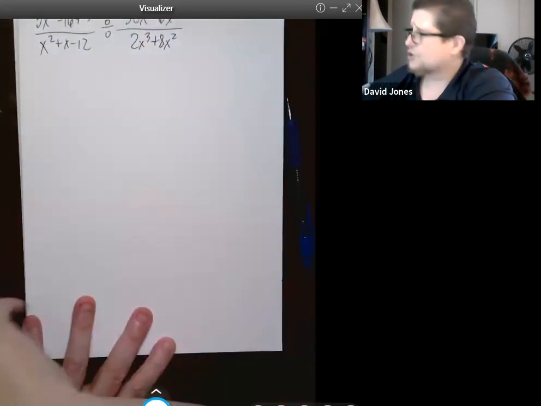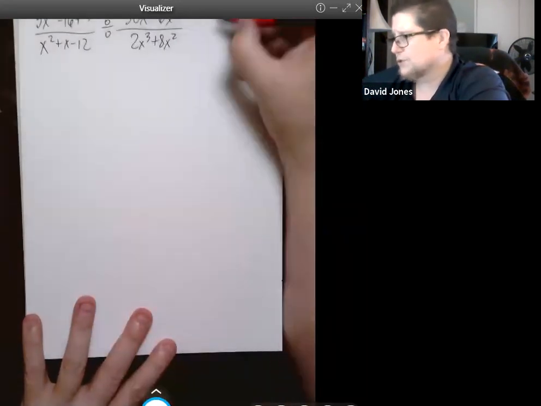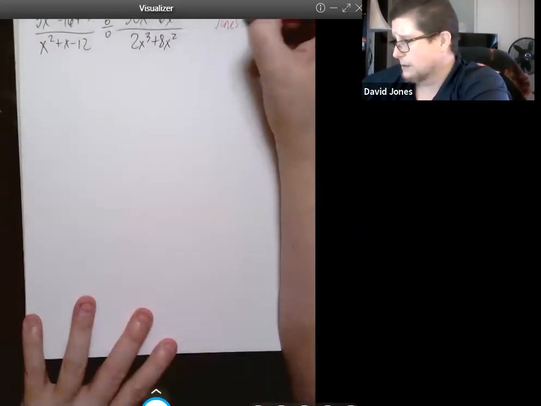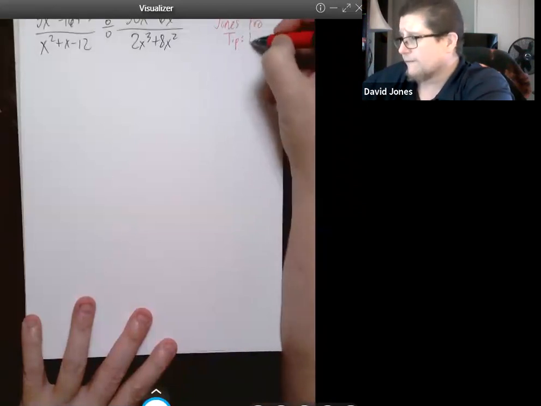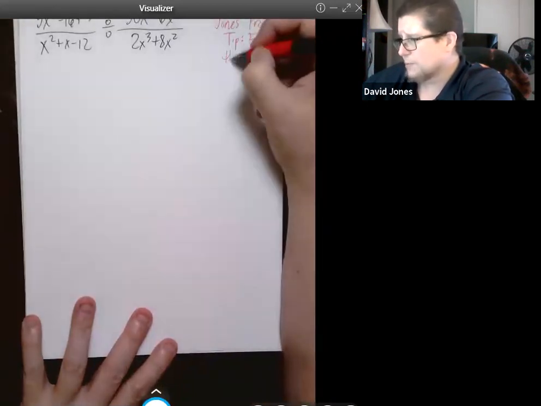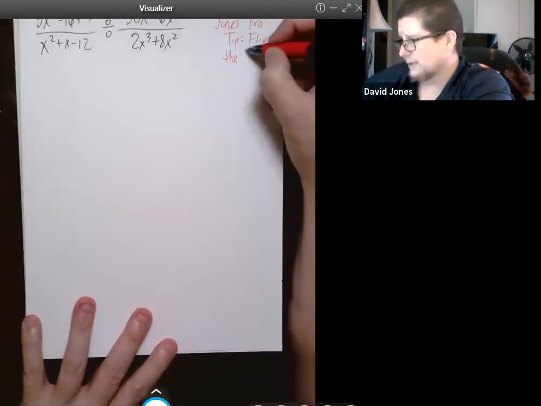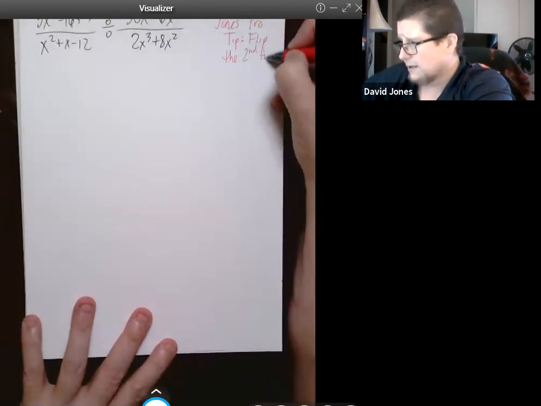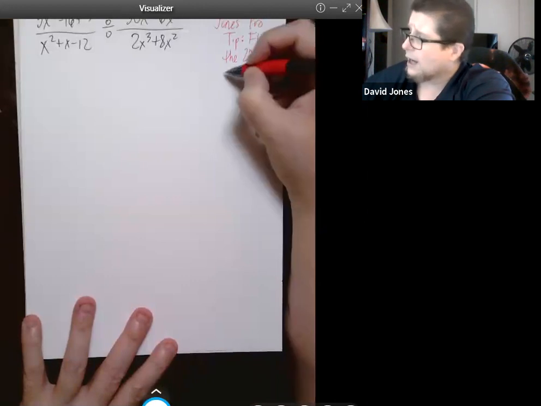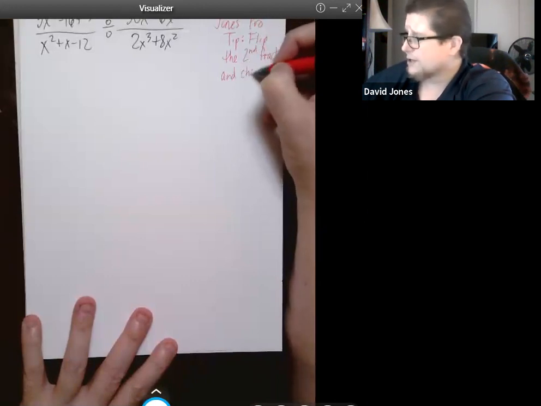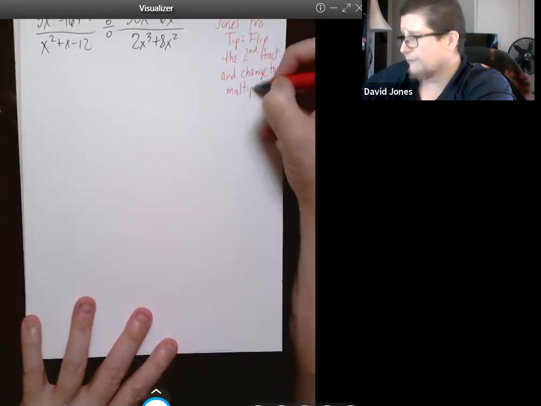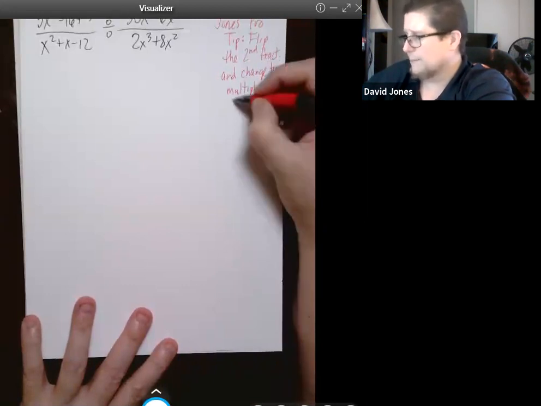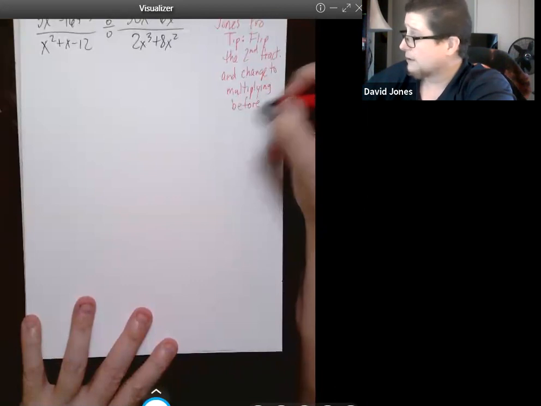And before I get you started, my pro tip, Jones's pro tip: flip the second fraction and change to multiplication first. Change to multiply before factoring. That's what I mean by first, before factoring.